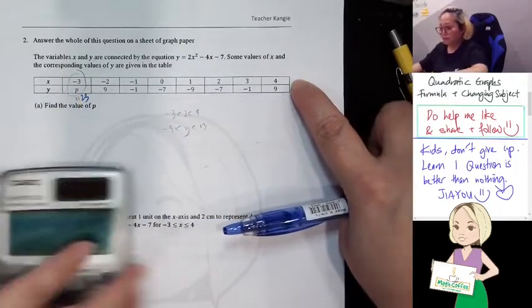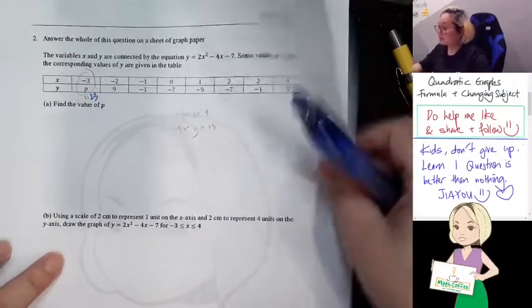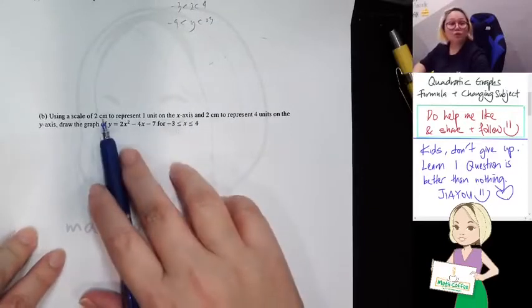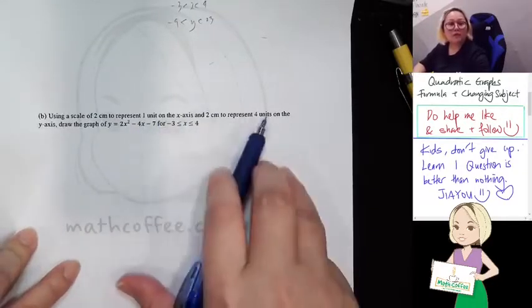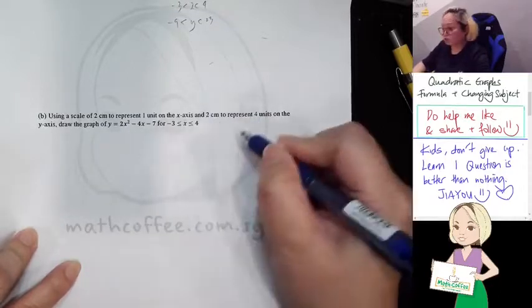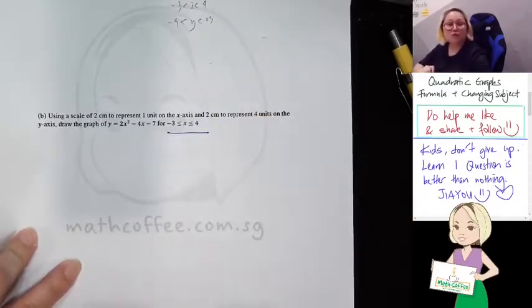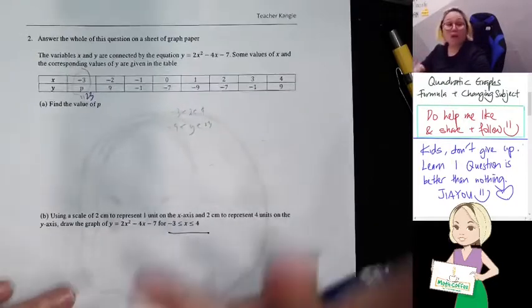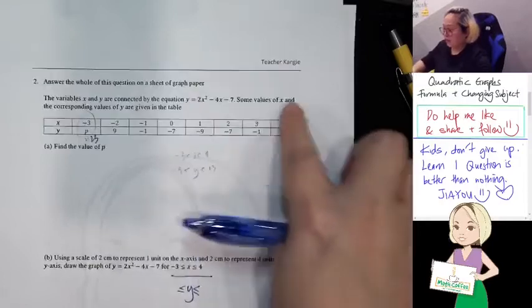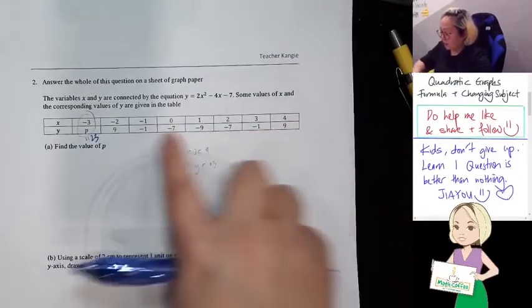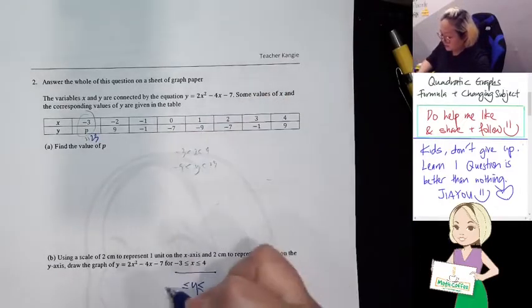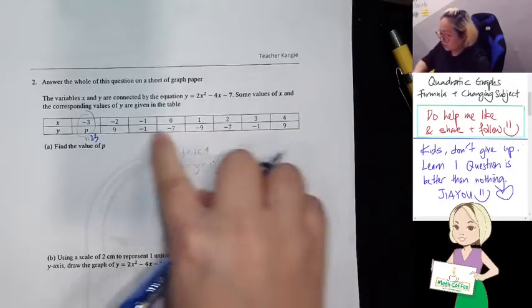Now come back to here. Let's take a look at the scale. The scale they have mentioned: for the x-axis, they want 2 cm to represent 1 unit. They want 2 cm to represent 4 units on the y-axis. And they want you to draw for x from minus 3 to 4. Remember, I mentioned that I want to know the y range as well. So let's take a look at the y range. What is the most negative? Most negative is minus 9. Most positive is 23.